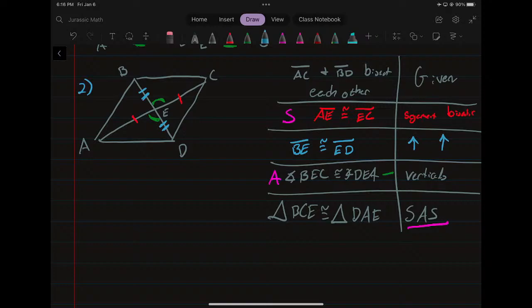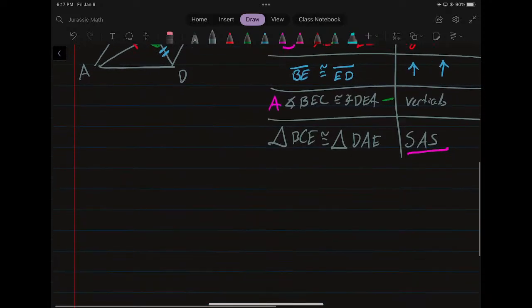So now if I type this into my nice, beautiful computer program, BE and ED, and then I say bisector, BIS, and it pulls it right out for me. Hit submit, and it works. So that is a type of proof that I'm teaching my students right now.